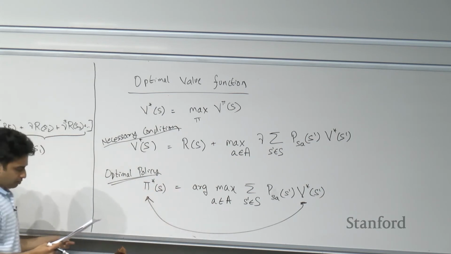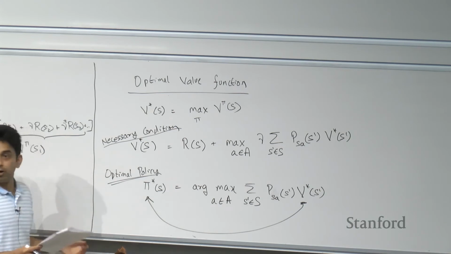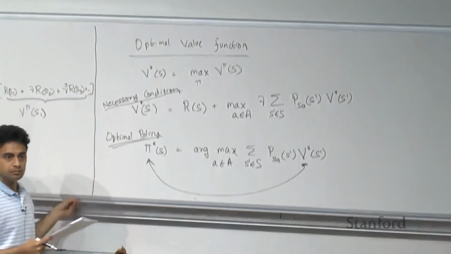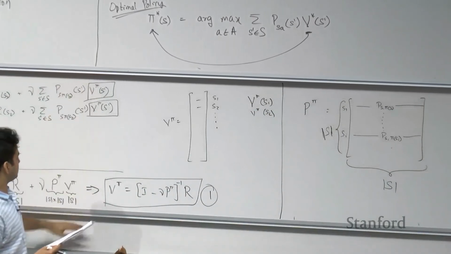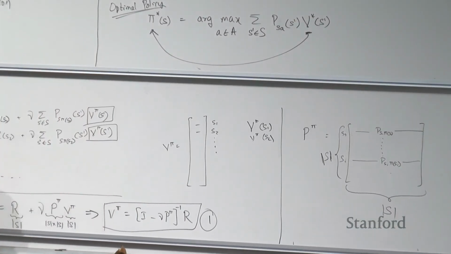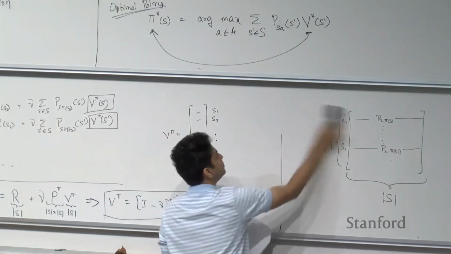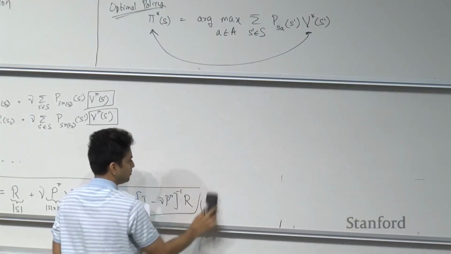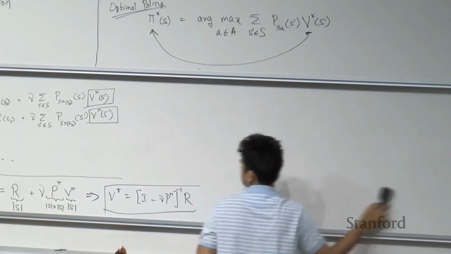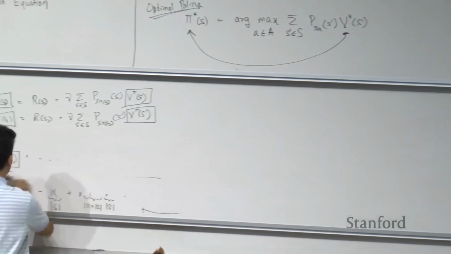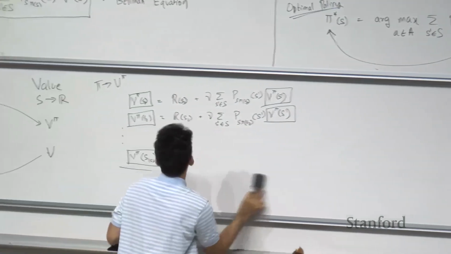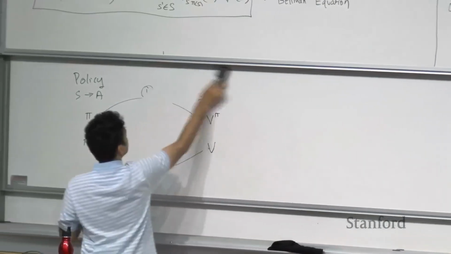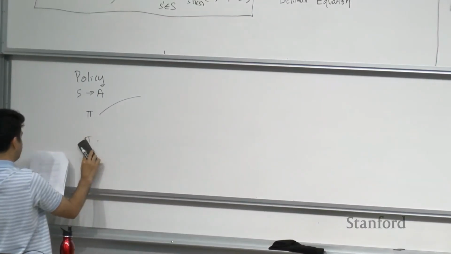So now we're going to look at two algorithms. One of them is called value iteration, the other is called policy iteration, that will help us calculate V star of S and pi star of S. Policy iteration, that's the next topic. Sorry, not policy iteration, value iteration.